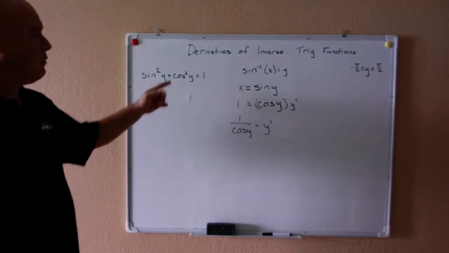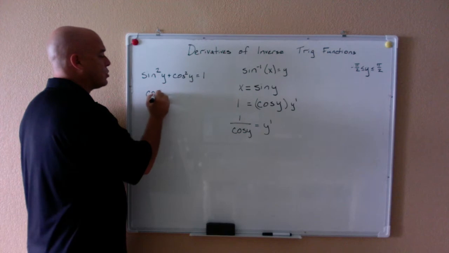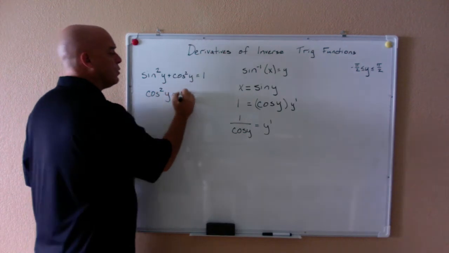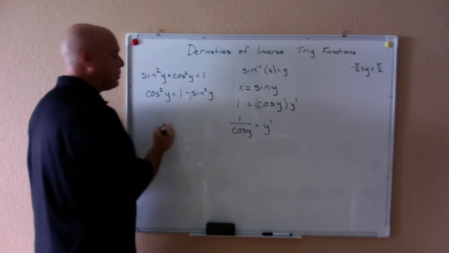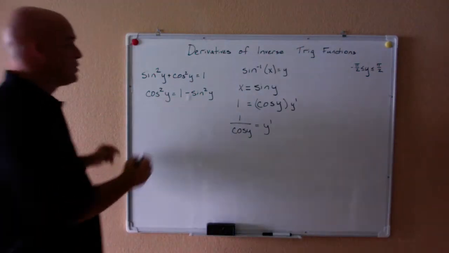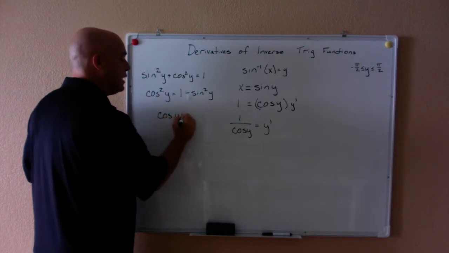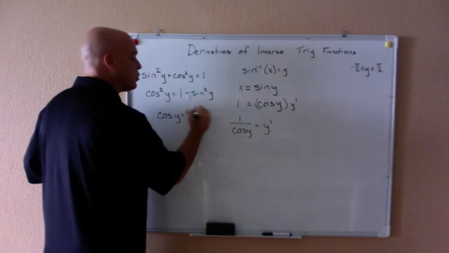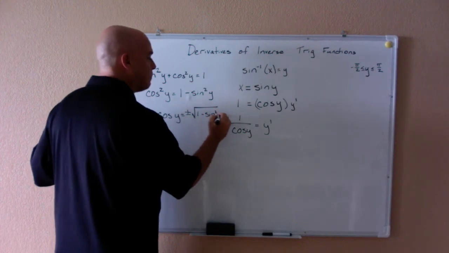And I'm going to solve this for cosine of y, and when I do that, I'm going to get cosine squared of y is equal to 1 minus the sine squared of y. And then I'm going to take the square root of both sides. And when you take the square root of both sides for this, you get cosine of y equals plus or minus the square root of 1 minus sine squared of y.